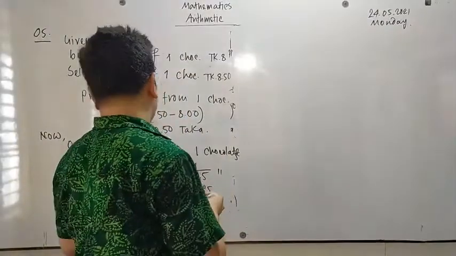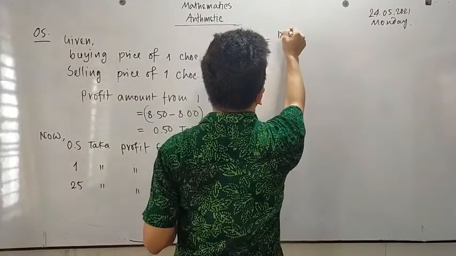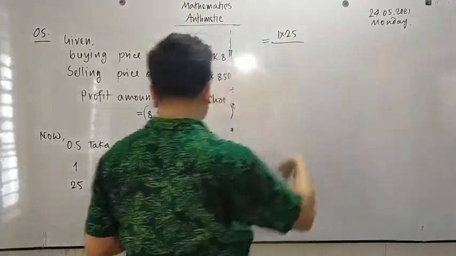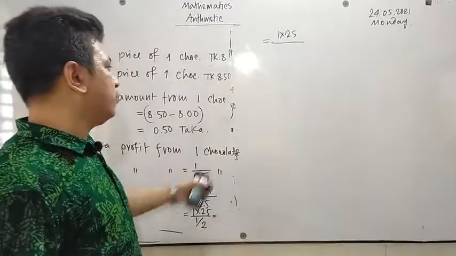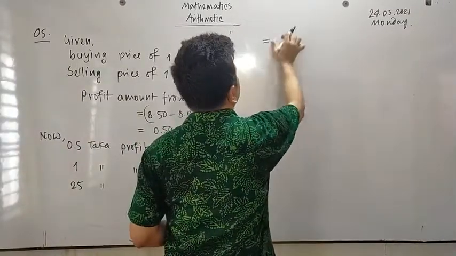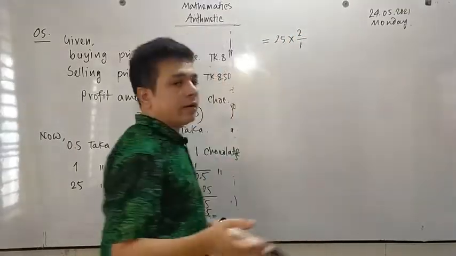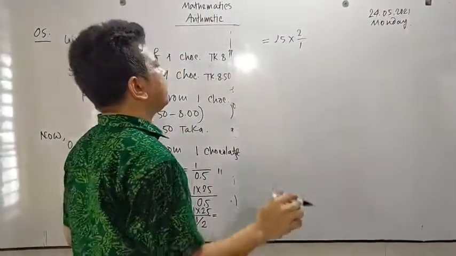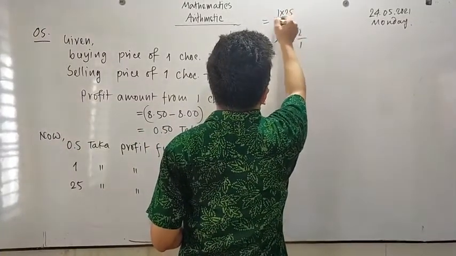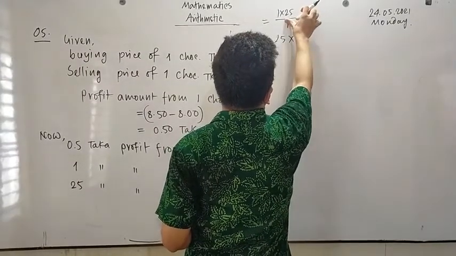Okay, so I'm just showing you here 1 into 25, or directly you can write 25. It becomes reversed, so 2 will go up. You can write it this way even: 25 into 2 divided by 1. It's also fine. Or you can write what I wrote, 1 into 25 divided by 1, and 2 goes up.